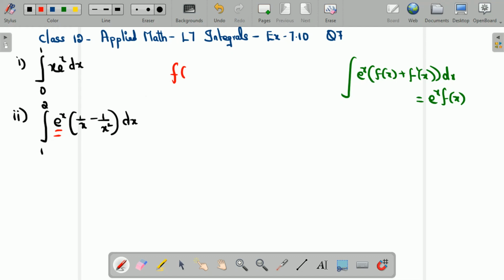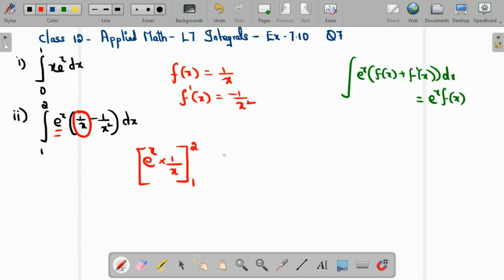So let's confirm. f of x is equal to 1 by x. Therefore f dash of x is equal to minus 1 by x squared. So we see that f of x is 1 by x. After integration, this is e power x into 1 by x. Now I have to put the limit 1 to 2.